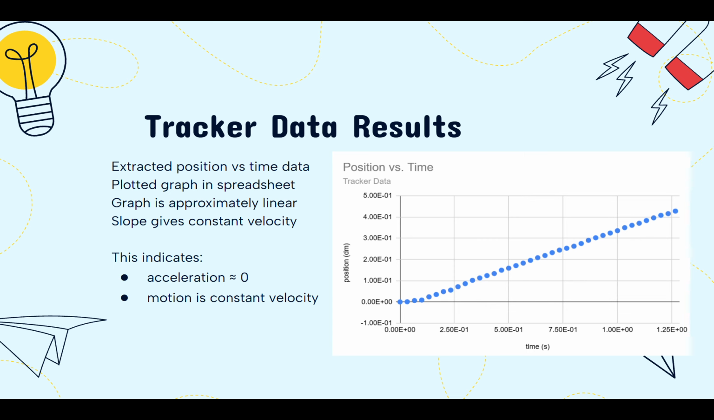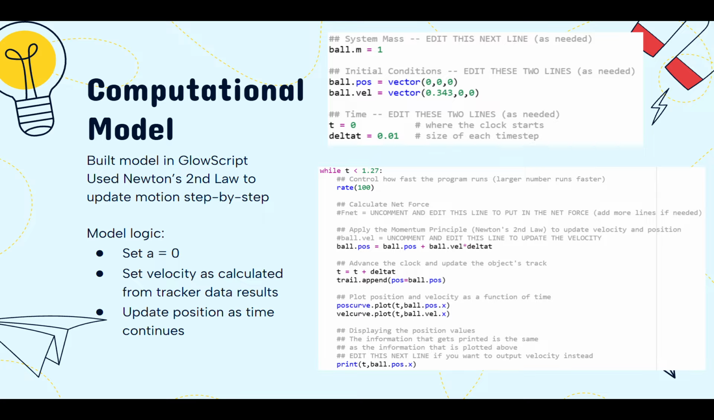The computational model was built in GlowScript. We used Newton's second law to update motion step by step. The model logic was to set acceleration equal to 0 and set velocity as calculated from the Tracker data results, which we did by taking the position of one point minus the position of another point, divided by the time of that point minus the time of the other point, which we found to be 0.343 decimeters per second, and then update the position as time continues.